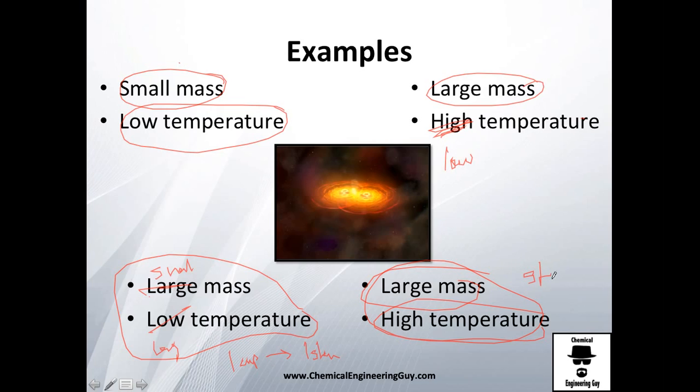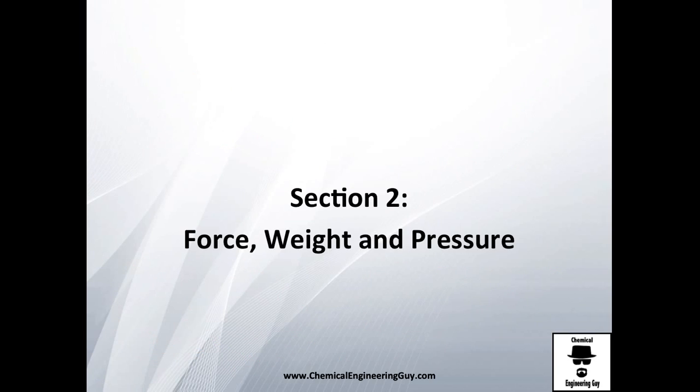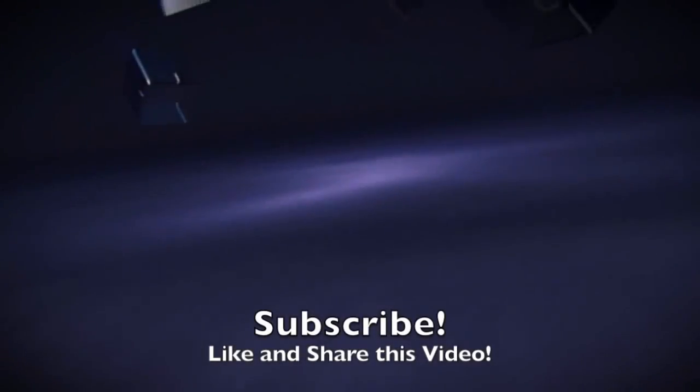This will be maybe a star or a sun. Small mass, low temperature will be 1 cube of ice. And large mass, low temperature will be, I don't know, maybe the ocean at 25 Celsius. It's a low temperature, but it's a huge mass. So hopefully, guys, now you get more the idea of temperature and heat and why they are not the same. So in the next video, we're going to continue with section number 2, which is force, weight, and pressure.